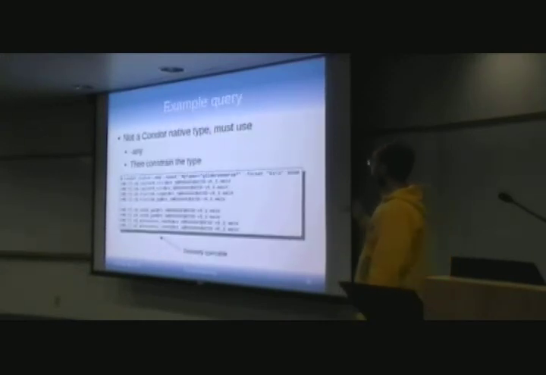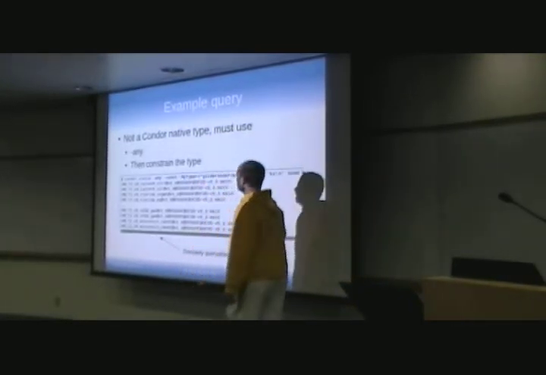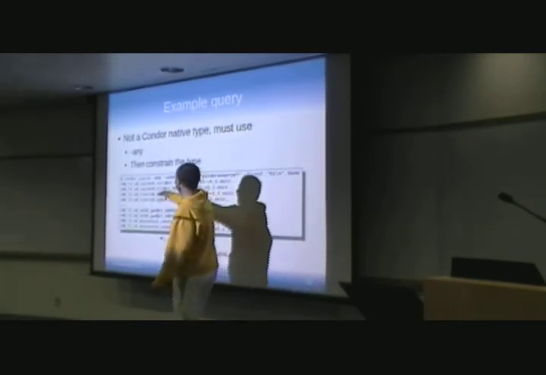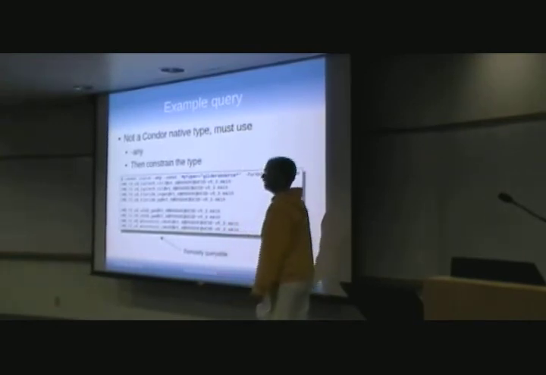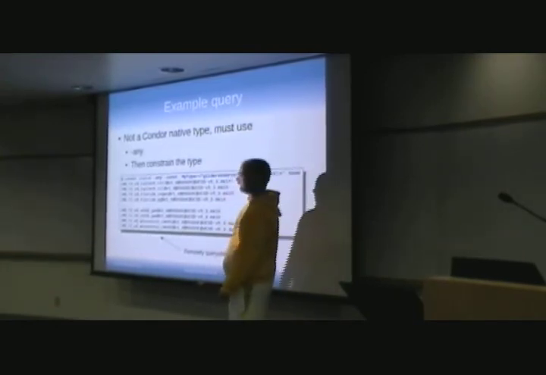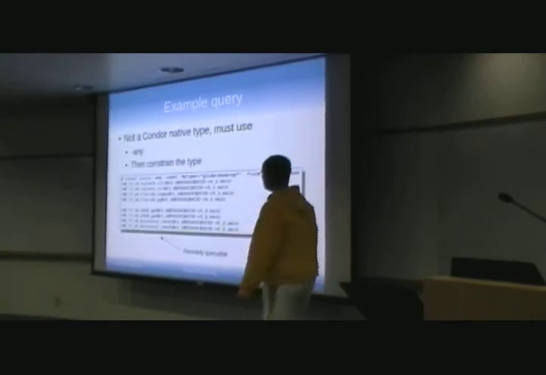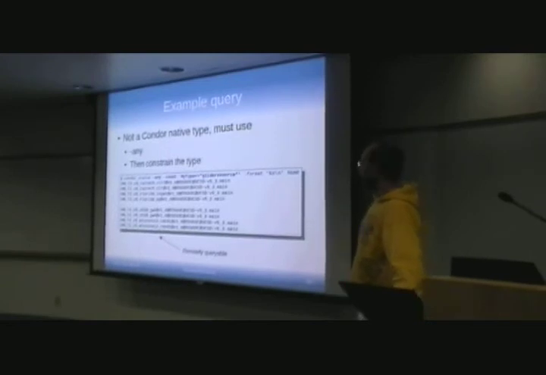It's not a condor native type, so you must use the -any and then do the constraint. So to figure out what's going on, you do condor_status -any -constraint 'MyType == "glideclient"', and then format whatever you want. In this case, I just took all the names, so this is how they are called. And this is even remotely queryable.